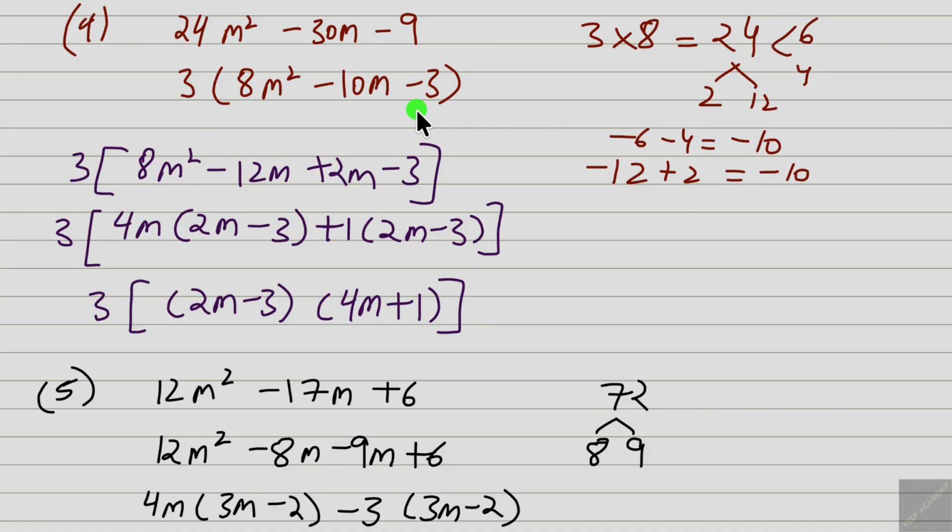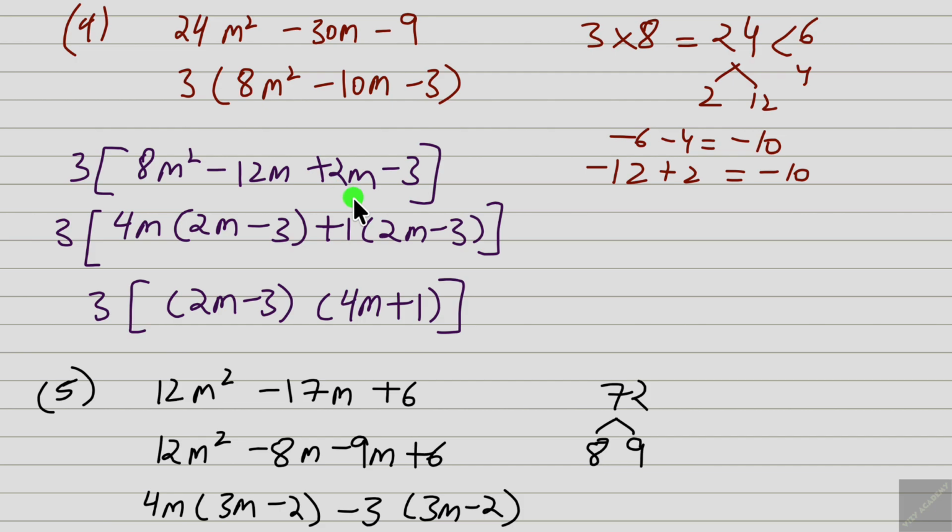Now if we put here negative 6m, negative 4m, we will get 8m square minus 6m minus 4m minus 3. So we are having 3 negative terms and 1 positive. So it won't work out. So we need even number of signs. So that will be 8m square minus 12m plus 2m minus 3. Even number of signs: 1, 2 positive, 1, 2 negative.